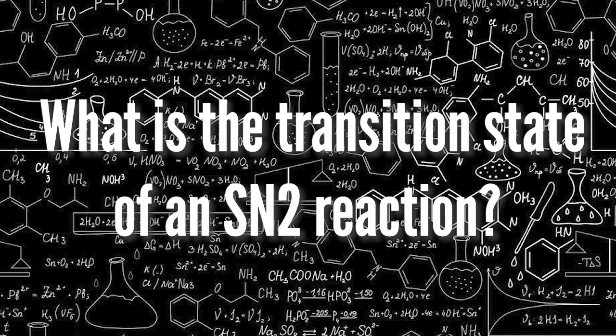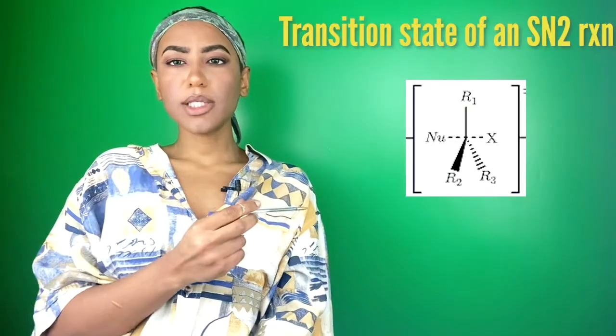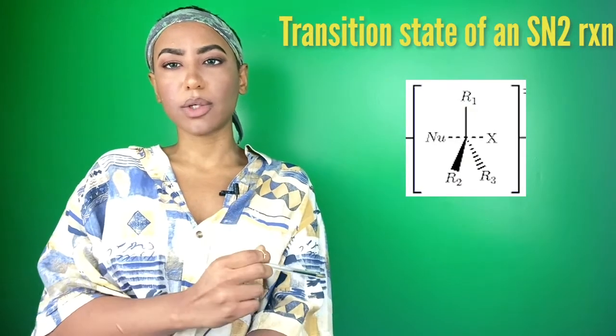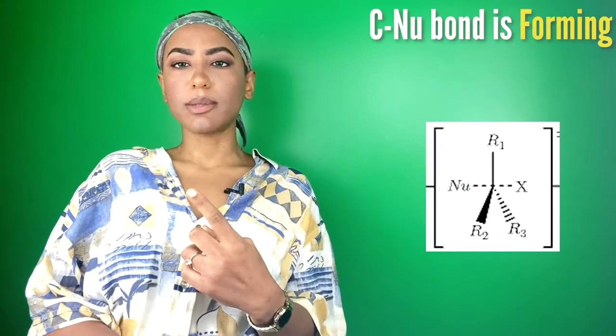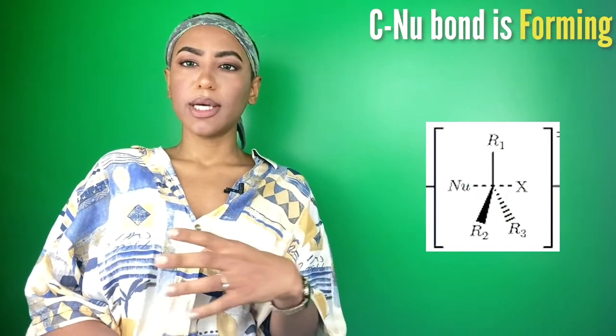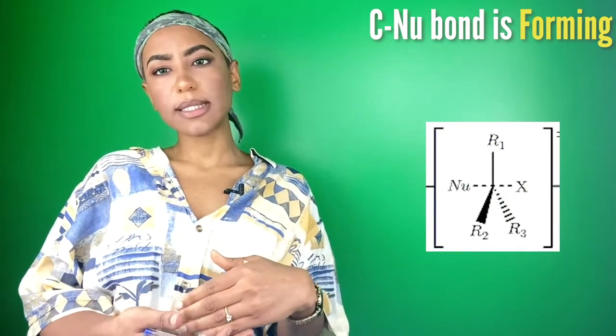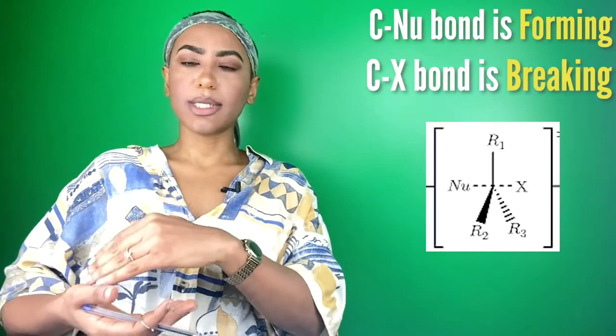Question number 10. What is the transition state of an SN2 reaction? This right here is the transition state of an SN2 reaction. Question number 11. Explain what happens in that transition state. 2 things happen. Number 1 is that the bond between the nucleophile and the carbon is being formed. Simultaneously, the CX bond is being broken.